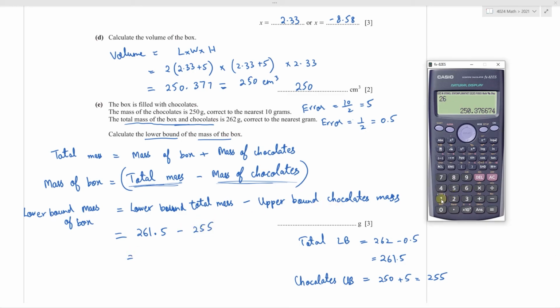So now you're subtracting the upper bound of chocolates mass, which is 255. So 261.5 minus 255. So this is 6.5 grams, which is the lower bound mass of the box. 6.5 grams.